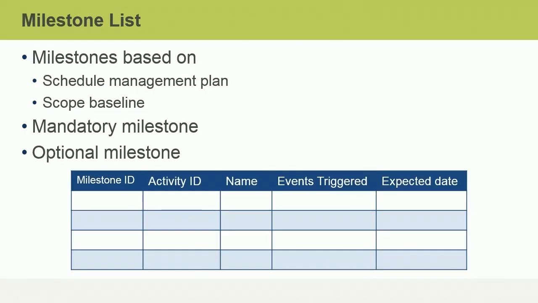Milestones are significant points in the WBS. The project manager often uses these to signify the start or end of a sub-deliverable, deliverable, or phase. As part of defining activities, the project manager establishes milestones based on information in the schedule management plan and scope baseline. If an outcome is essential, you establish a mandatory milestone, but if it's just preferred, you can make it optional.